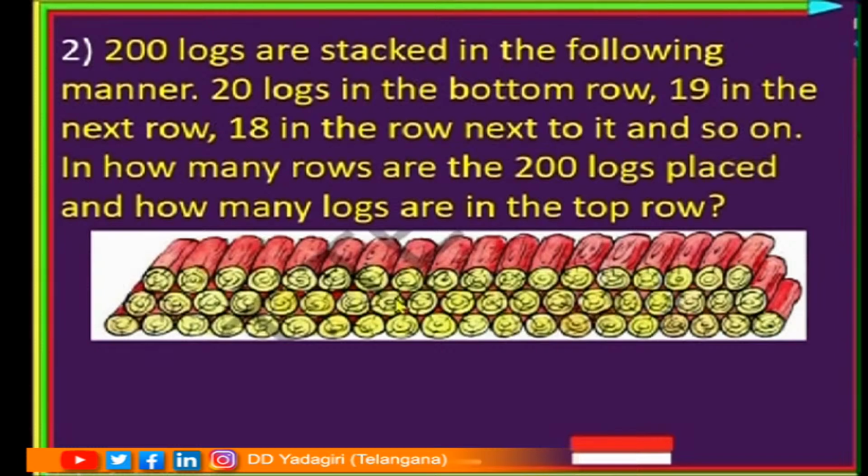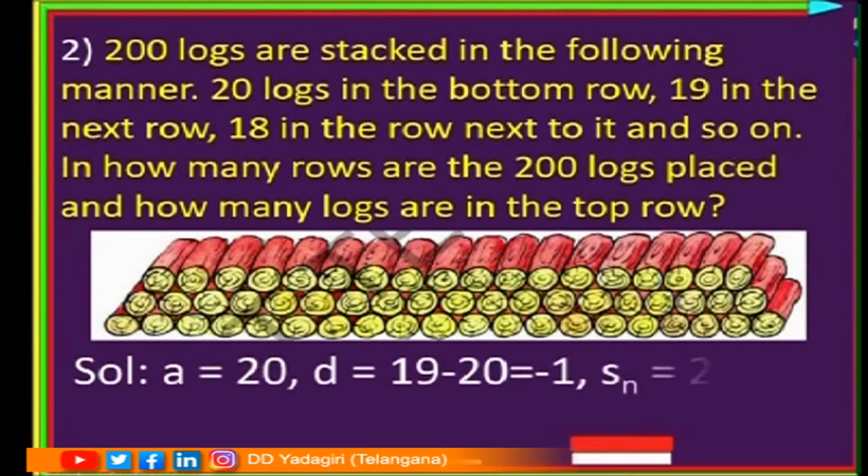So these are the logs. In the bottom row, this is the bottom row, the first row, how many logs are there? It is given that there are 20 logs. In the next row we have 19 logs, and after that we have 18 logs. That means, what is the first term? In the first row we have 20, means a is equal to 20, and in the next row the number of logs is 19, means what is the common difference? 19 minus 20, that becomes minus 1. So d is equal to minus 1.